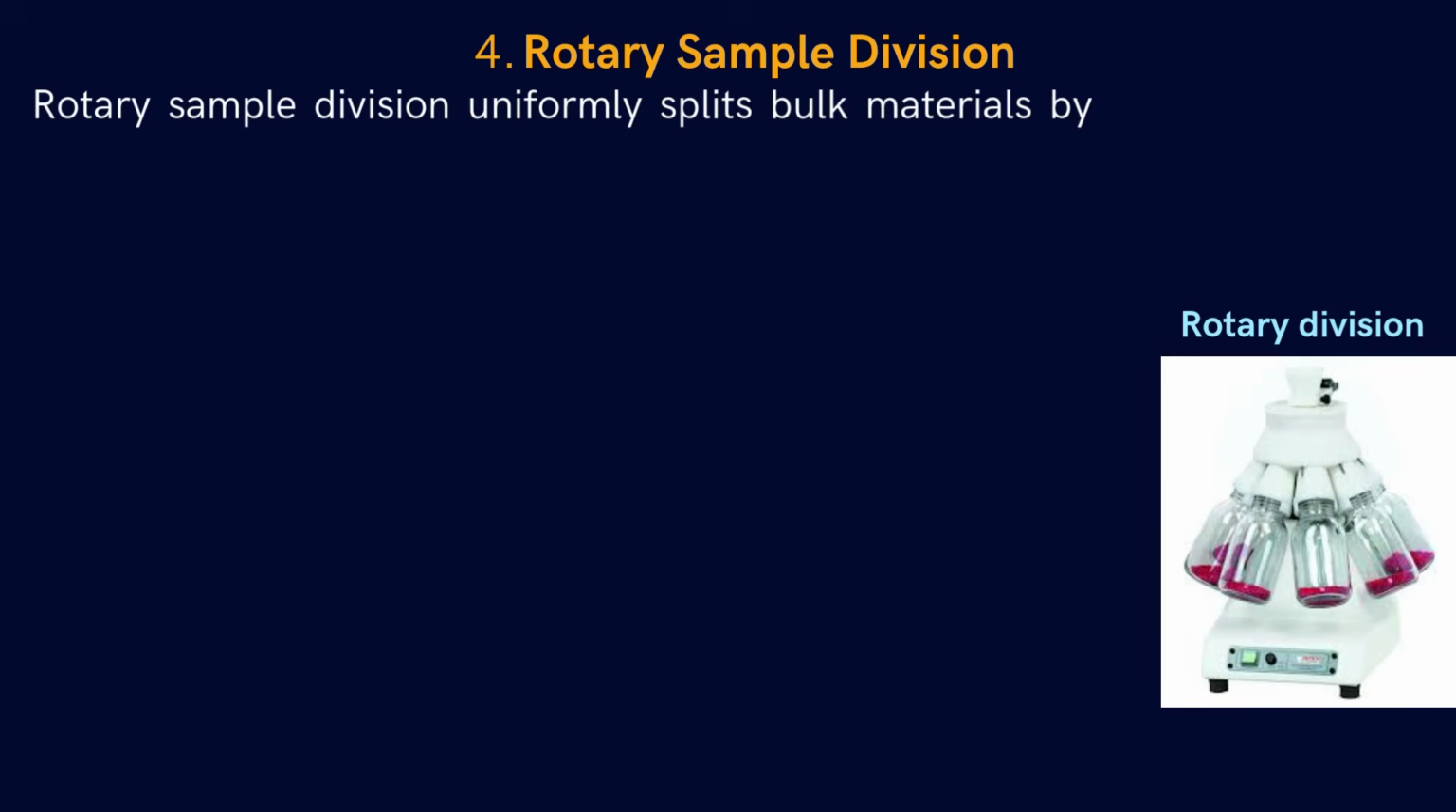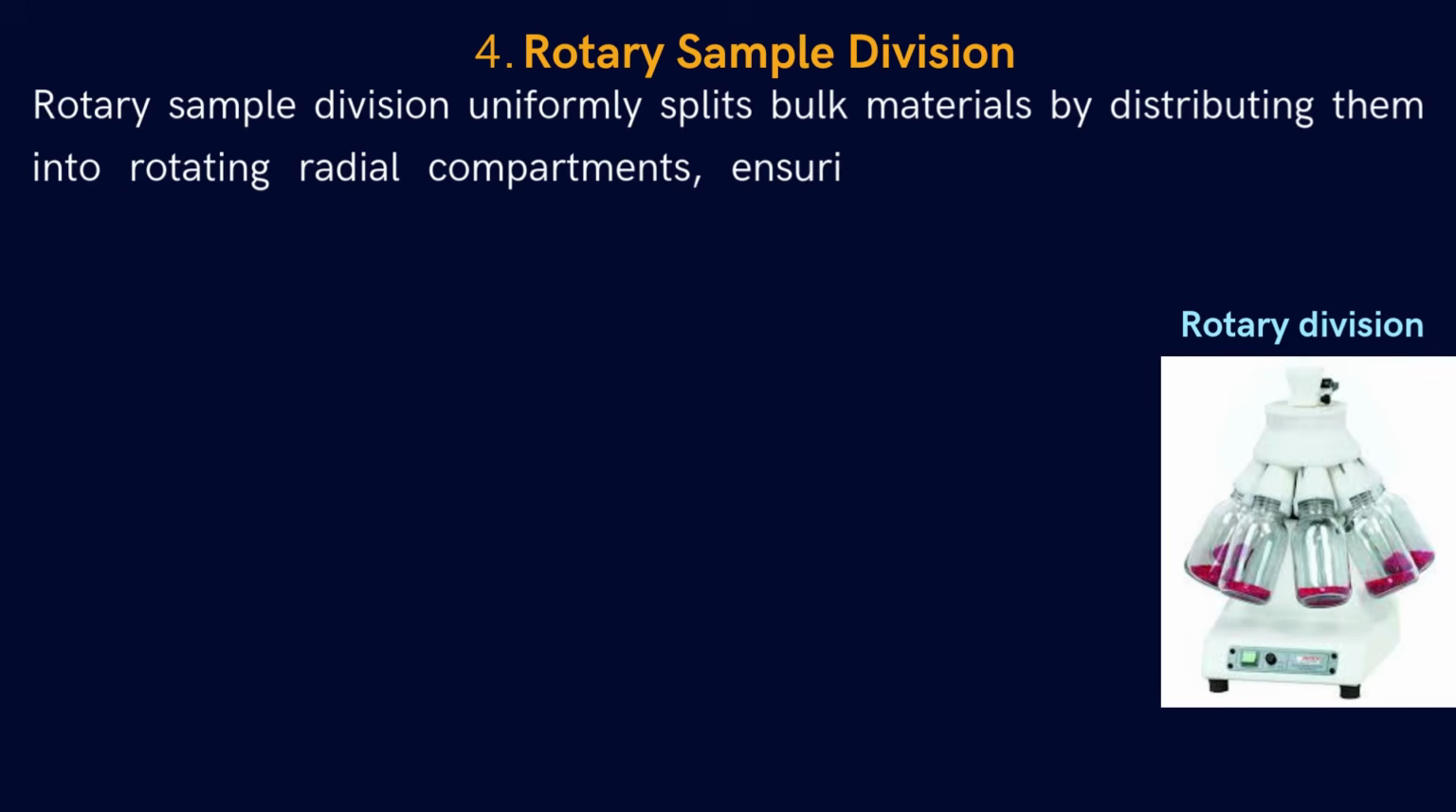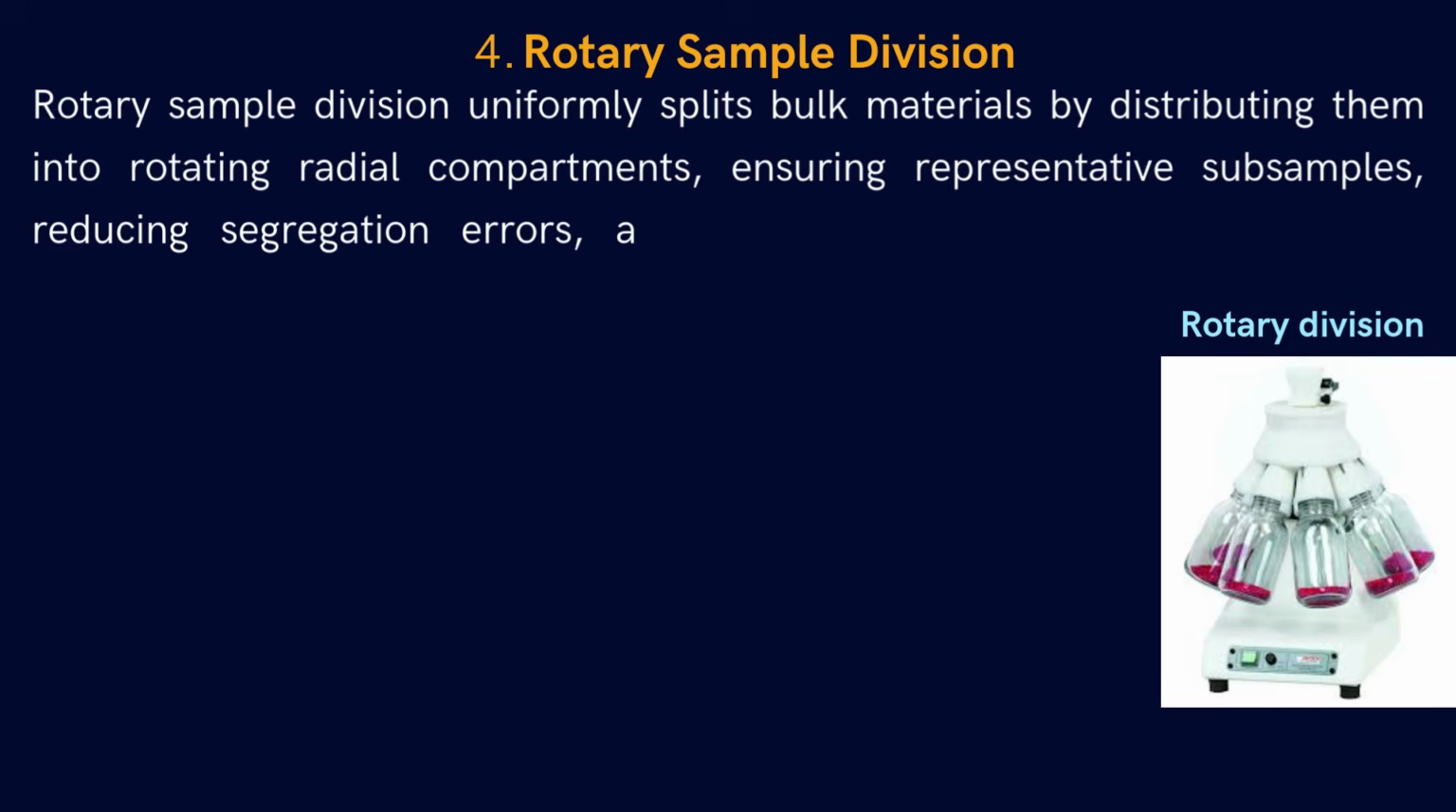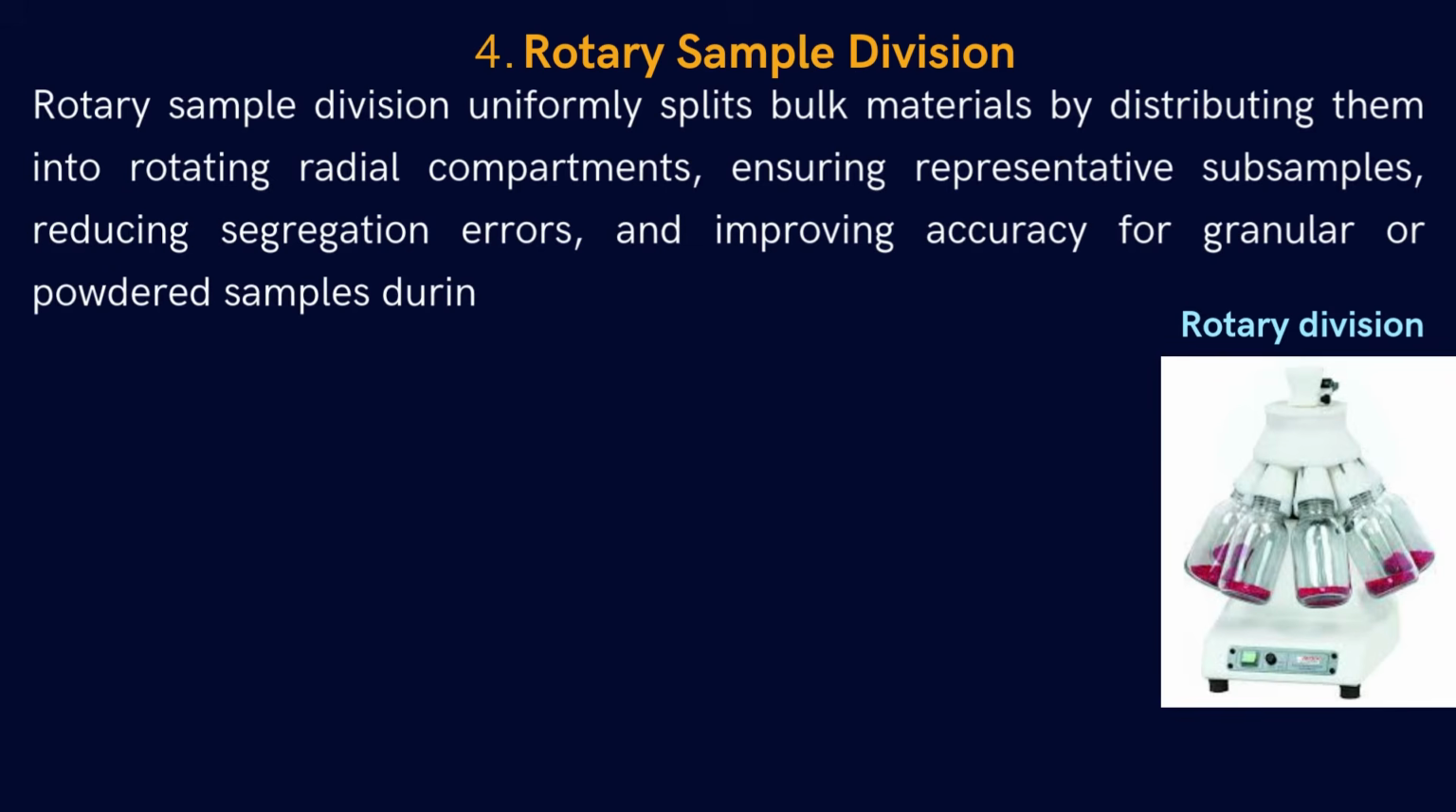Here the sample is uniformly split. Bulk materials are distributed into rotating radial compartments, ensuring representative subsamples, reducing segregation errors, and improving accuracy for granular or powdered samples during analytical preparation.